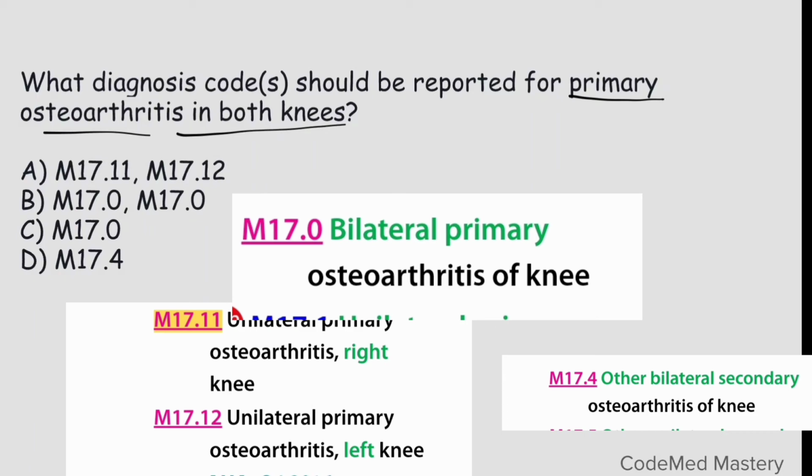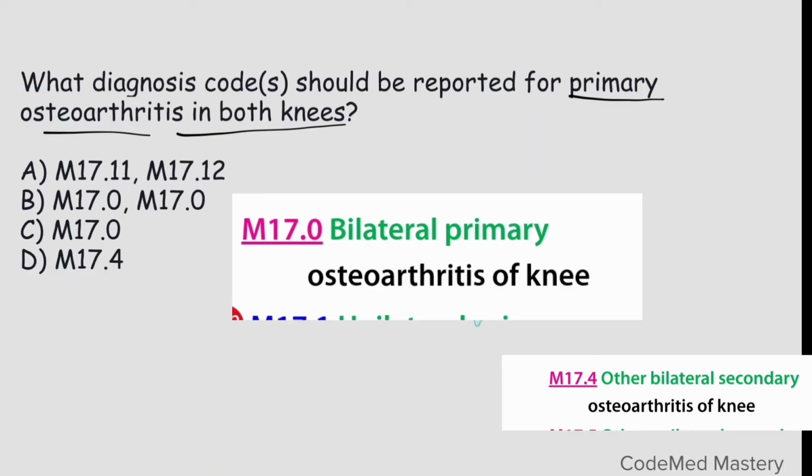In option A, they have mentioned M17.11 and M17.12. That is unilateral primary osteoarthritis right knee and unilateral primary osteoarthritis left knee. But we have a code M17.0 which is for bilateral primary osteoarthritis of knee. So that is the right code. Eliminate option A. M17.4 is for other bilateral secondary osteoarthritis of knee. But in the scenario, there is primary osteoarthritis. So eliminate option D.